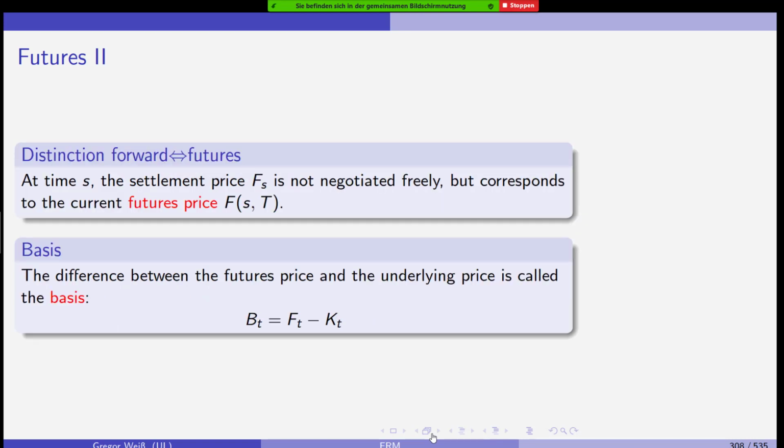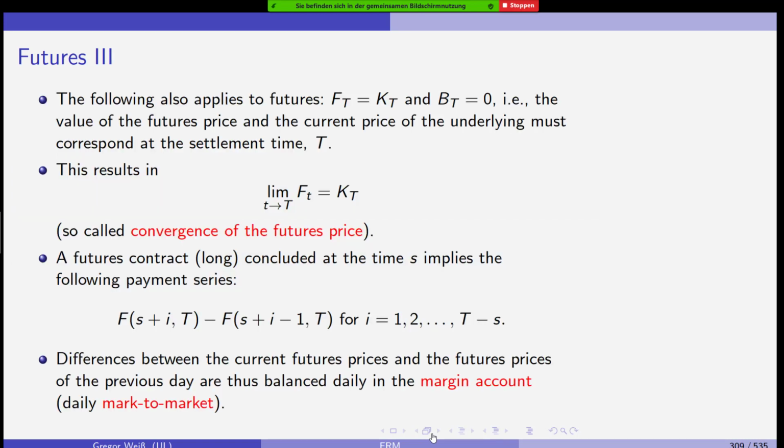So what's the difference? At time S, the settlement price is not negotiated freely, but it corresponds to the current futures price on the futures exchange on the market. If we now take the futures price and subtract the spot price, we get what we call the basis. That's B_T, the basis.